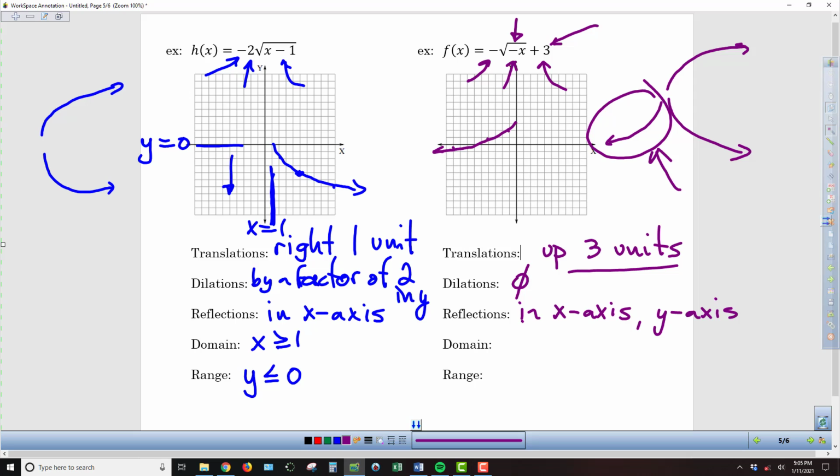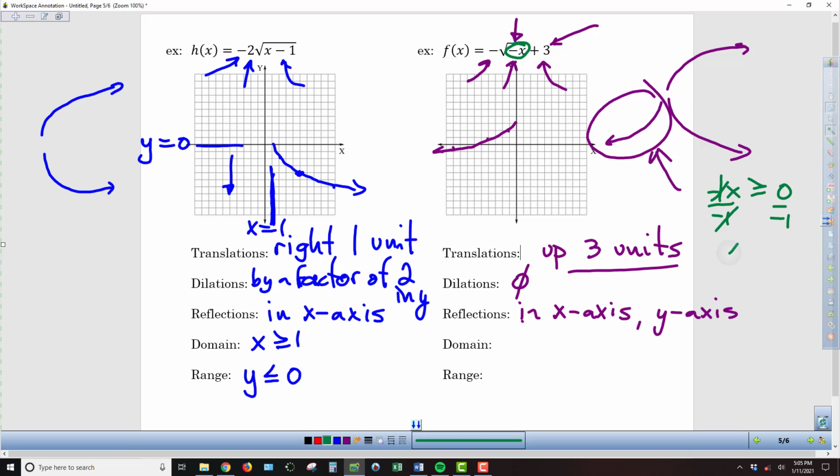For the domain, so again, that's a question of the x values. So we can either just look at the graph, or I can take whatever is underneath the square root symbol and set it greater than or equal to 0. So if I want to solve, we think of this as being -1 times x. So I divide both sides by -1.